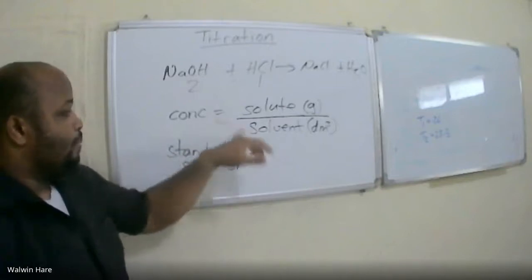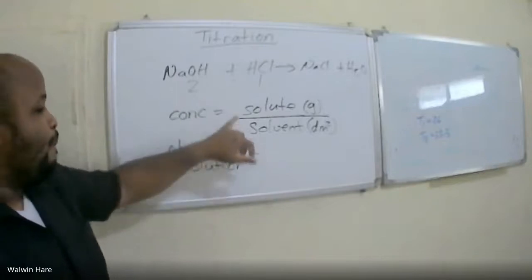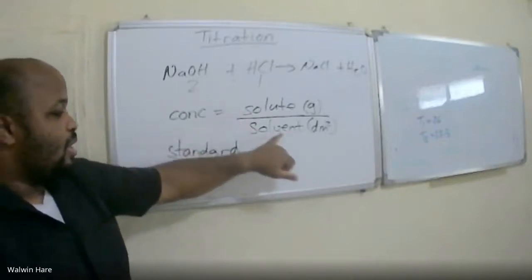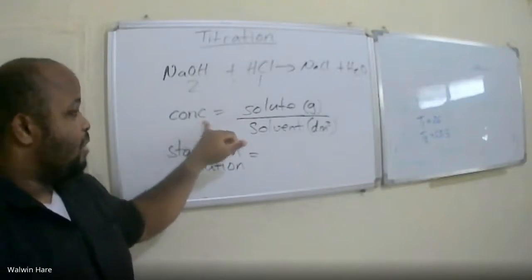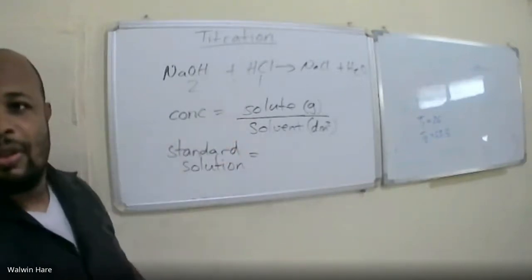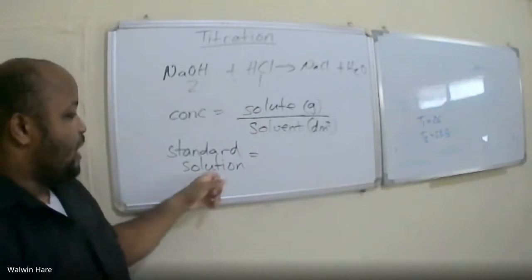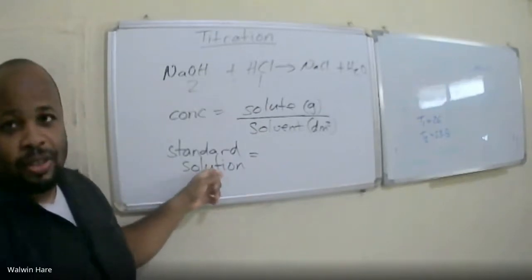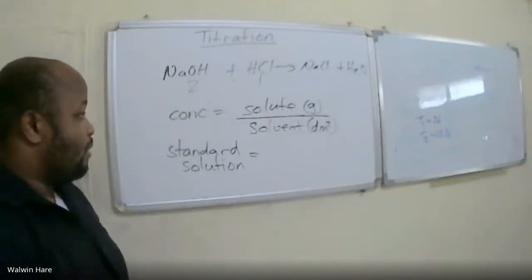Right, so once you know the mass of the solute and the volume, then you can calculate the concentration. So that solution is a standard solution. It is one in which the concentration is known. Right?